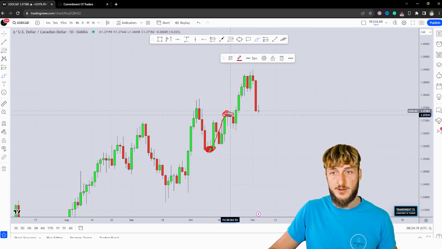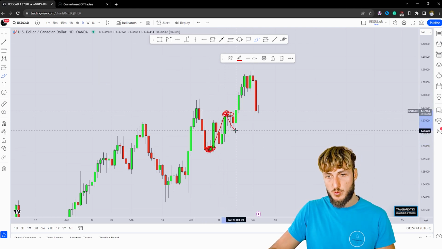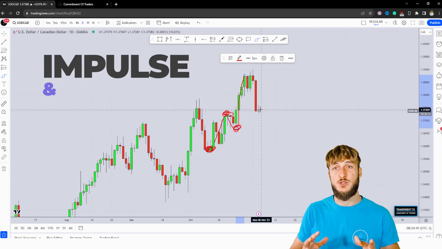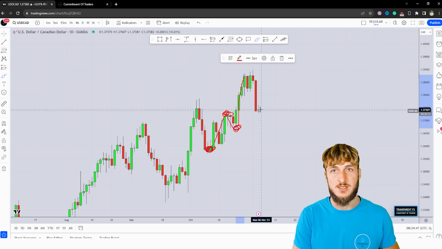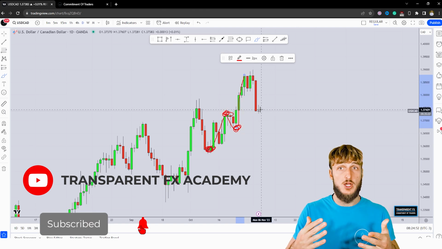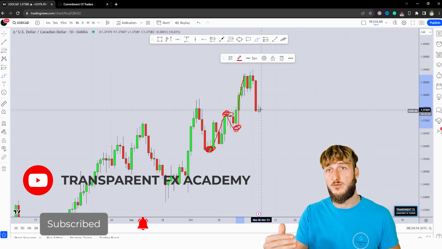And from here, I made another analysis explaining all the reasons for which we could expect first this correction. And then from here, more bullish continuation, which again is exactly what the market just gave us. And by the way, I will link in the description all these previous analyses so you can go and check them out for more free education.